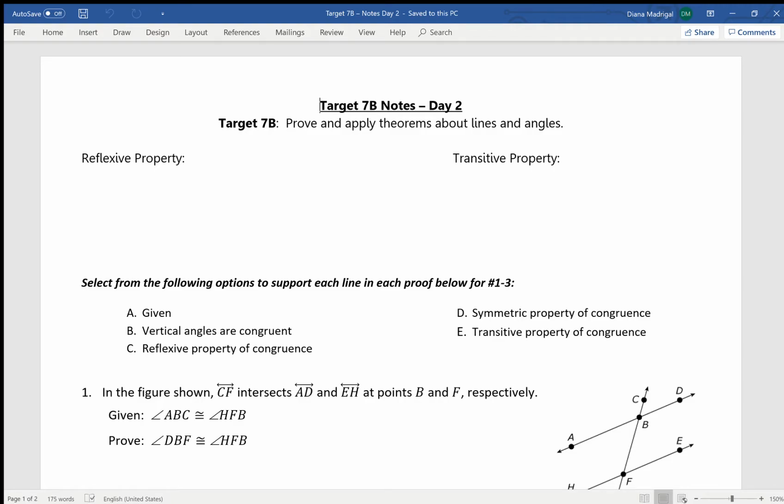Alright, so this is day 2 of B notes. Apparently my other video got cut off, so I did not realize that. So here I go doing the second video. It's not that bad. It's the same thing we learned in day 1.